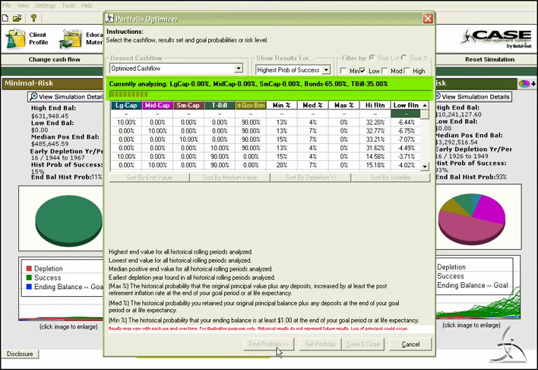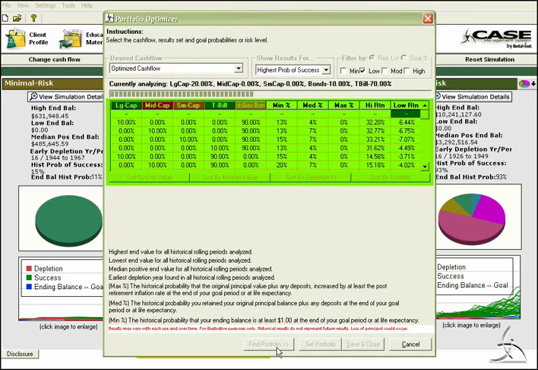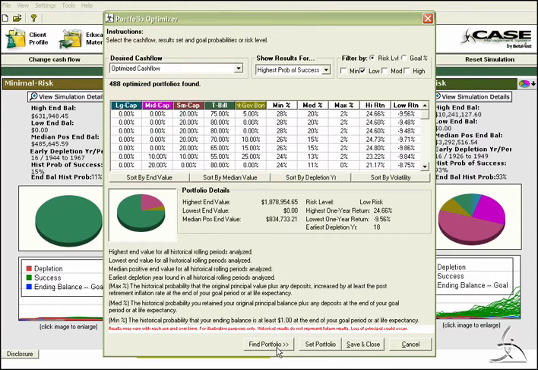As the optimizer runs, it performs a rolling period analysis on every low-risk portfolio combination using the optimized cash flow and places the outcome of the analysis in the results table. Upon completion, the portfolios are then sorted in descending order by highest probability of success to lowest. From the results that were returned, we can look at this one that provided the highest probability of success.